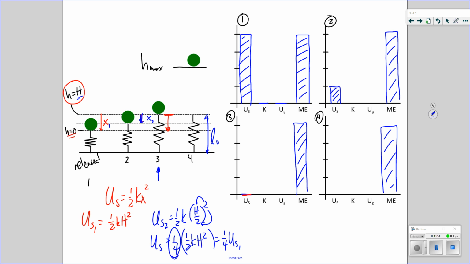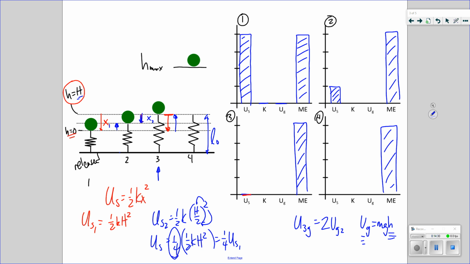Now the question is how much K and how much UG? Boy, all right, let's see. Here's where it's going to get tricky, I bet, because we have to be able to say that at instant 2, this thing is H over 2 high. At instant 3, it's H high. So instant 3 is twice as high up as instant 2. So that means UG3 has to be twice UG2, because, remember, UG is mgh, and if we double the height, we double the UG.